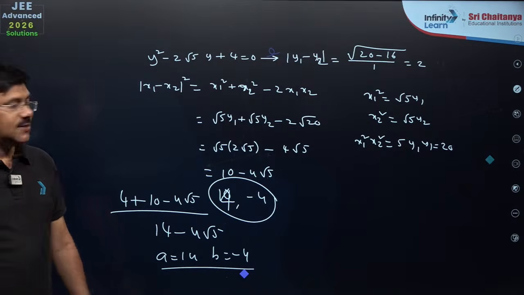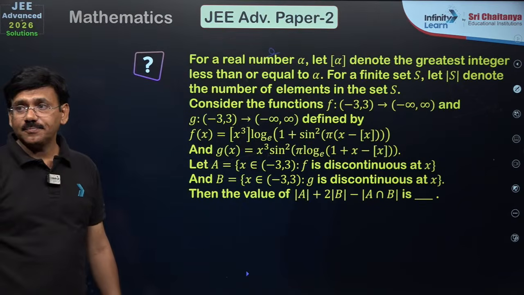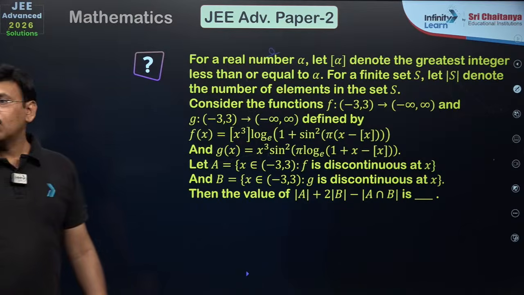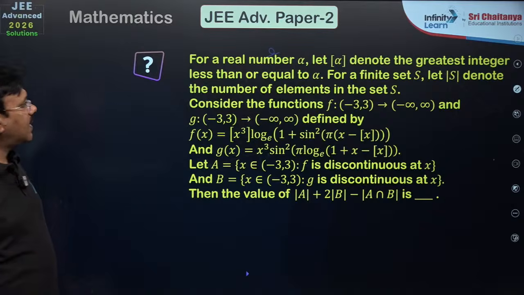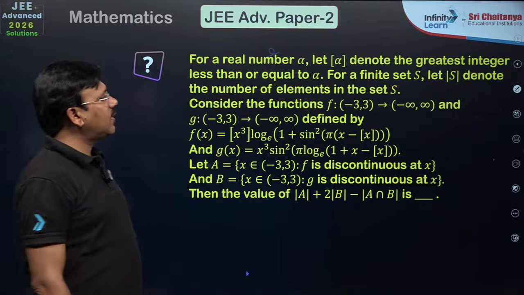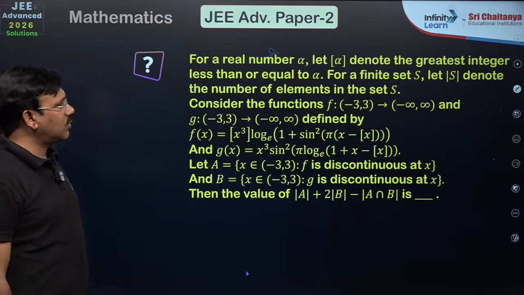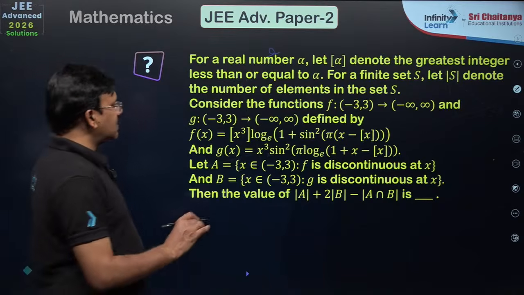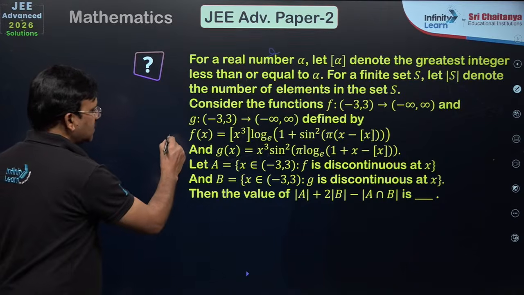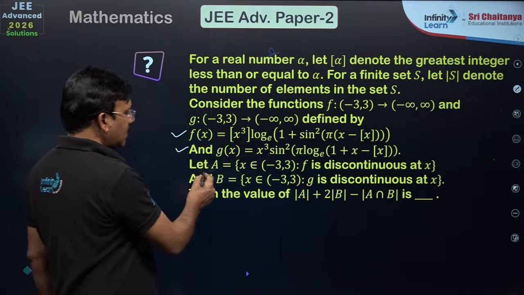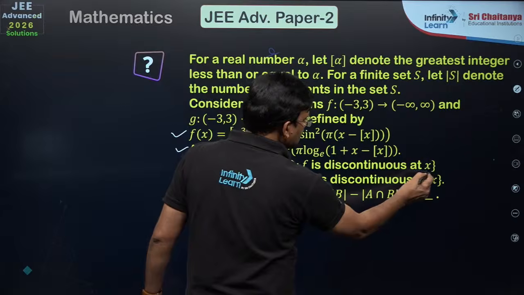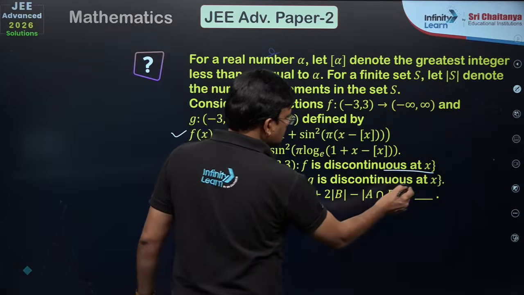Okay, right? The next, dear students, this question: for a real number alpha, let [alpha] denote the greatest integer less than or equal to alpha, fine. So, in this interval, there are two functions given, f of x and g of x. Now, he is taking A as the set of all points where f is discontinuous, and B the set where g is discontinuous.